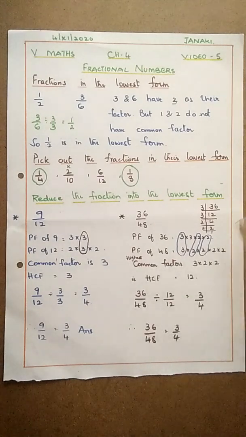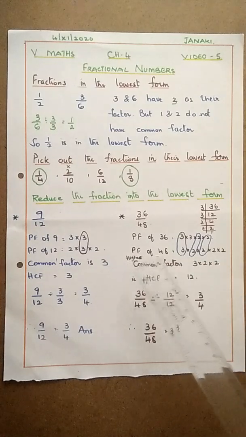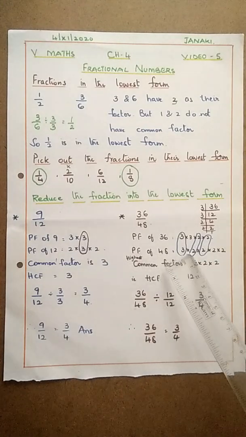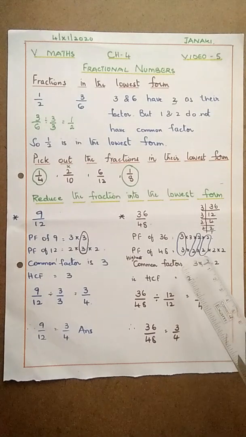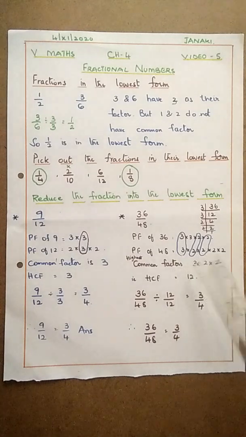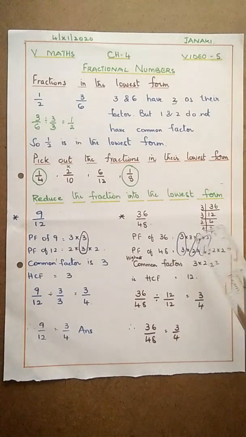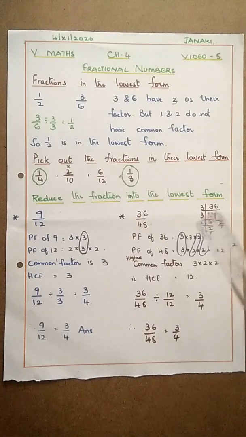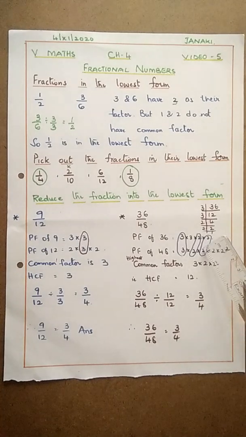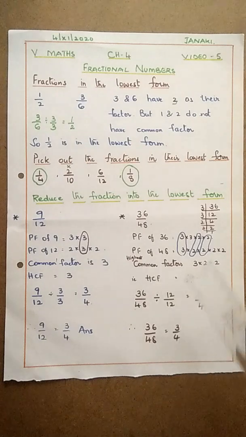Similarly, you have to do it for 48. I did not do it; you have to work it out. The prime factorization of 48 is 3 into 2 into 2 into 2 into 2. So, what are the common factors? 3, 2 and 2. If you multiply all these common factors, you will get their HCF.